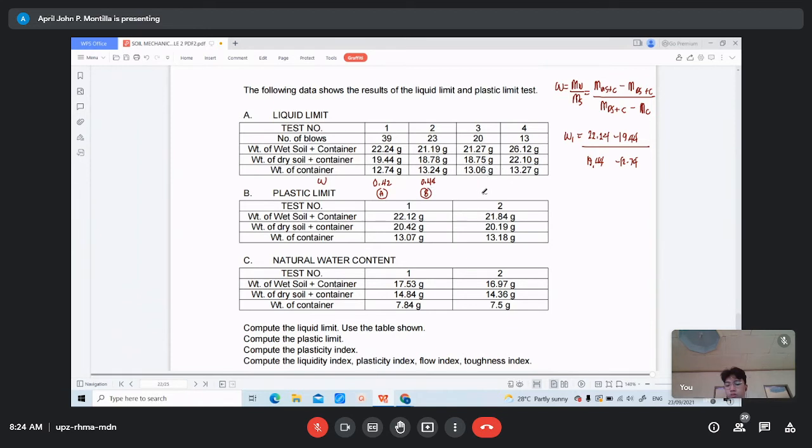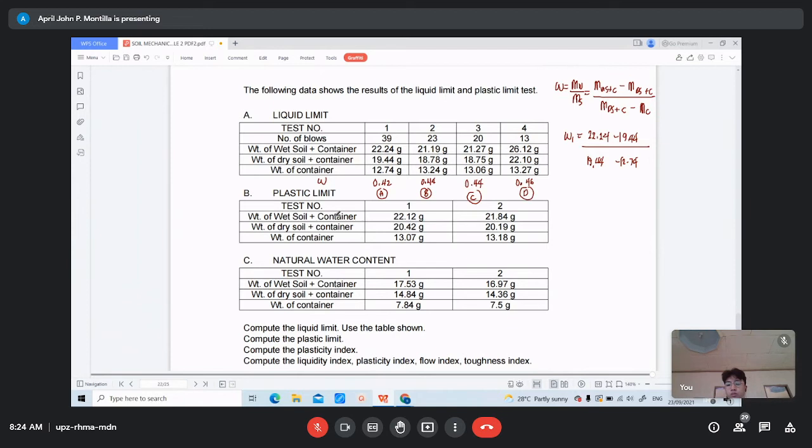Third trial. Hindi ko na isusulat yung solution. Alam nyo na yan. Pa-follow lang yung formula. 21.27 minus 18.75 over 18.75 minus 13.06. 0.44 ulit. Store the value as C. Fourth trial. 0.46 po. Store the value as D.